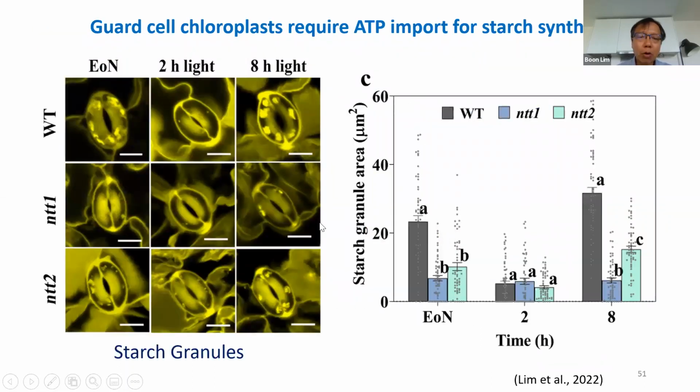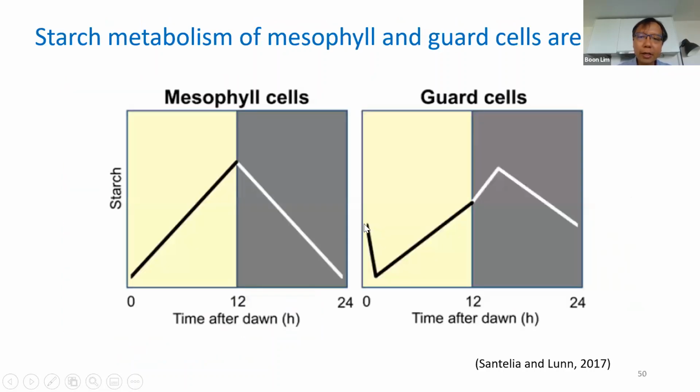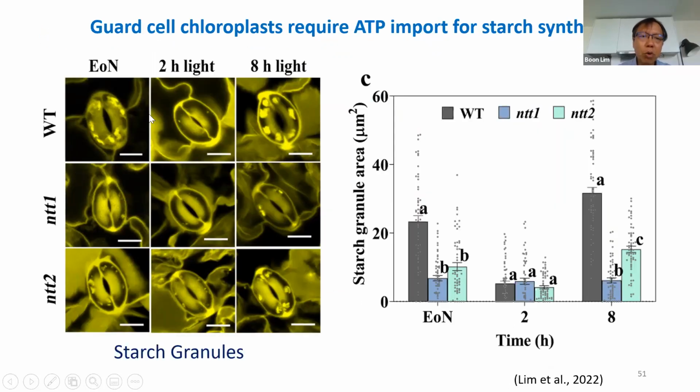Our collaborators have developed a method to look at the starch granules in the guard cell. This is the wild type plant, and this is the end of night. At the end of night, there is still starch, like here. After 1 hour, or here we use 2 hours, you can see the starch granules disappear, and with prolonged illumination, the starch is synthesized again.